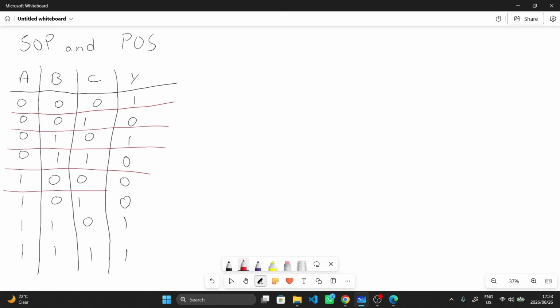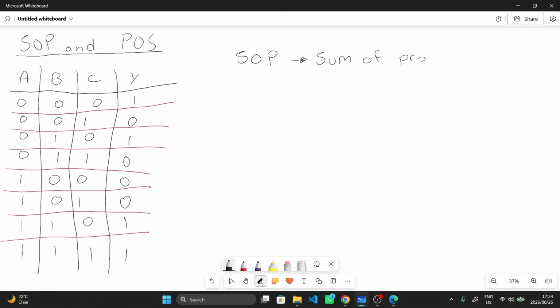Now, how do we get our Boolean expression using this truth table via SOP and POS? The first one I'll start with is SOP, which we call sum of products.